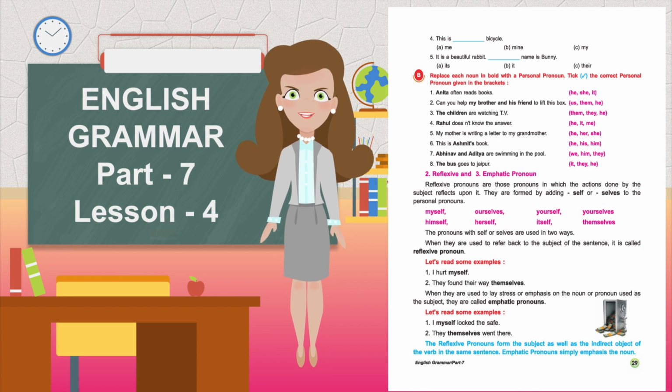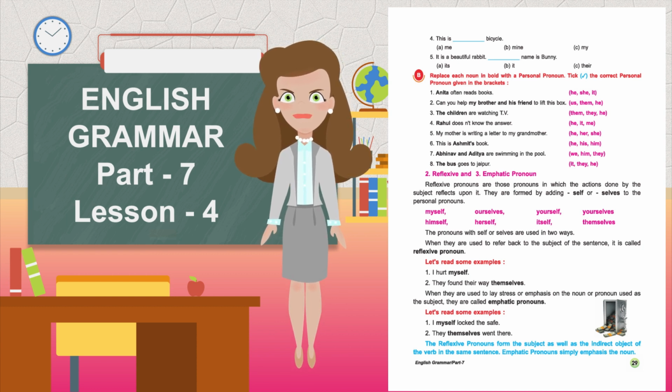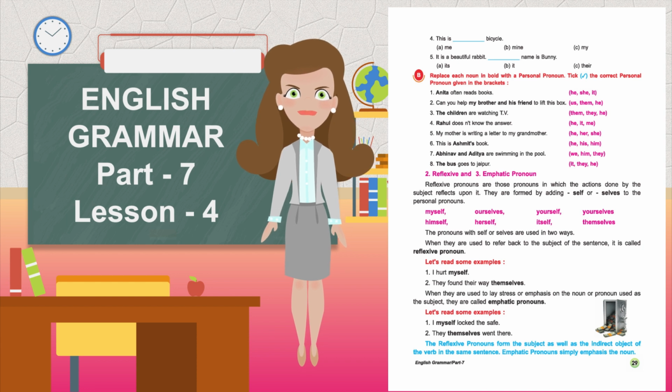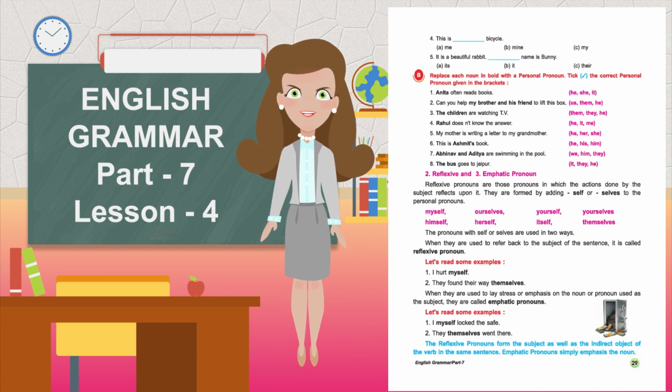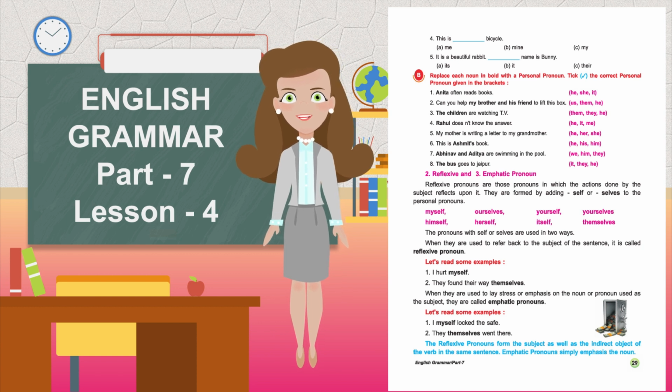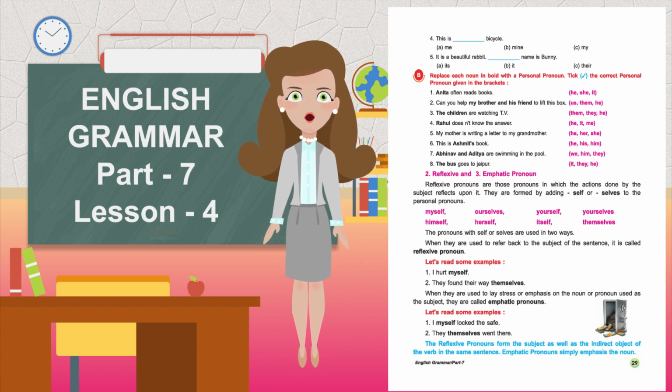Let's read some examples. I hurt myself. They found their way themselves. When they are used to lay stress or emphasis on the noun or pronoun used as the subject, they are called emphatic pronouns. Let's read some examples. I myself locked the safe. They themselves went there. The reflexive pronouns form the subject as well as the indirect object of the verb in the same sentence. Emphatic pronouns simply emphasize the noun.